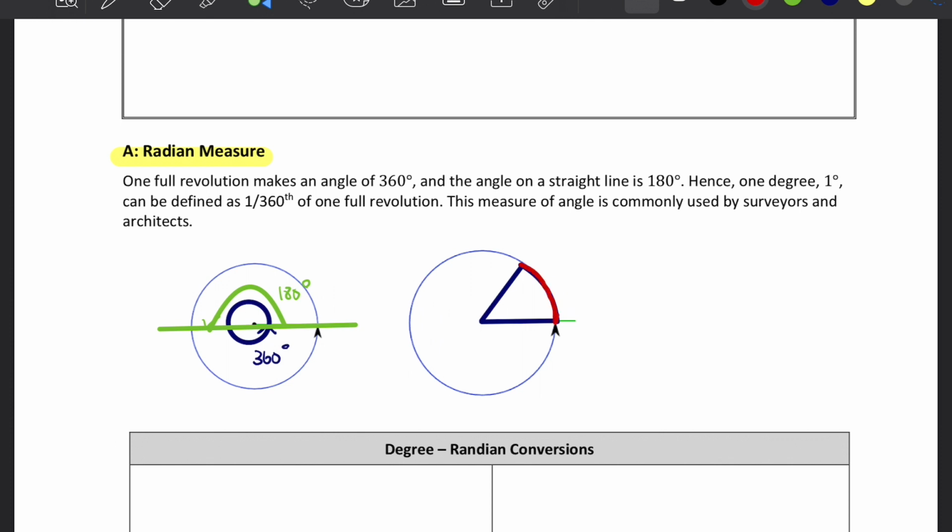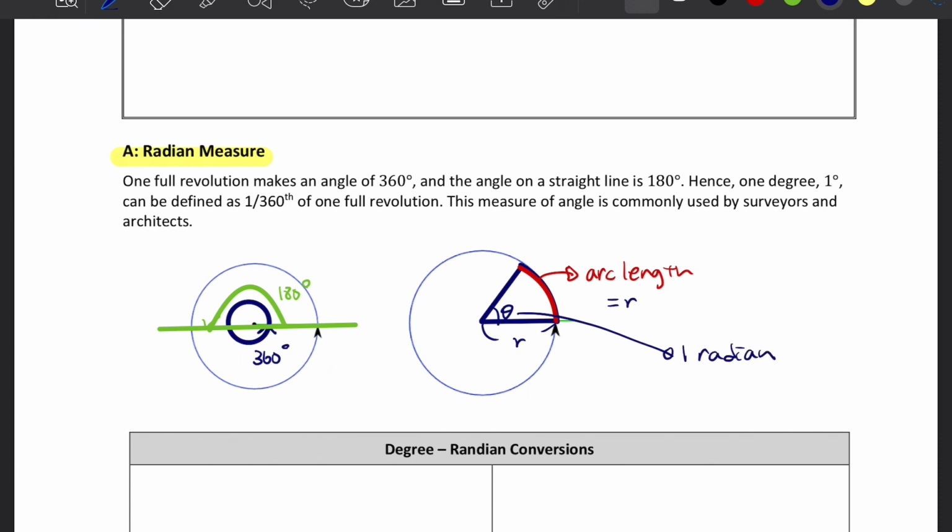The red part is the arc, and the measure, or the length, of this arc is called the arc length. If the circle has a radius of r, and the arc length is also r, then since the arc length formed by this angle theta is the same length as the radius, this angle is said to have a measure of 1 radian.